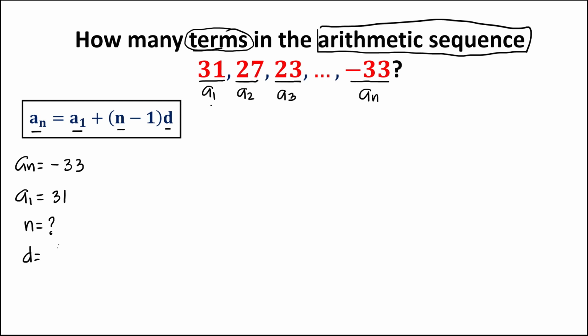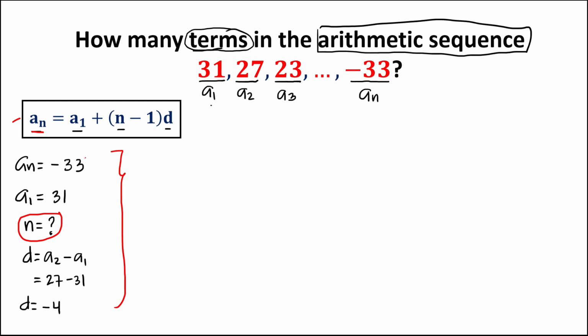So we can find the common difference using a sub 2 minus a sub 1. From the given, a sub 2 is 27 minus a sub 1, that's 31. So therefore the common difference, 27 minus 31, is negative 4. Since we have now all the values, we can find now the number of terms. Just substitute all the values to this formula.